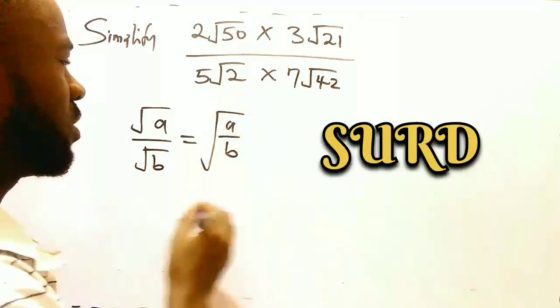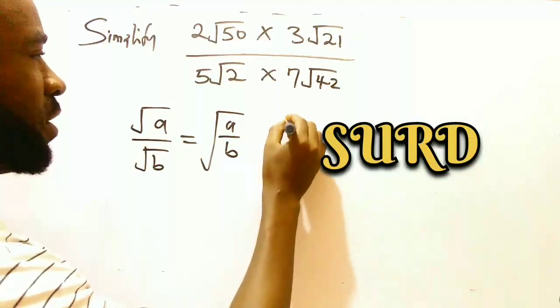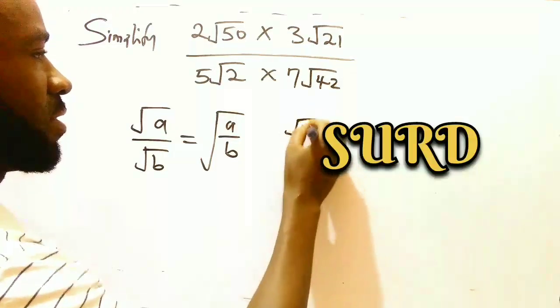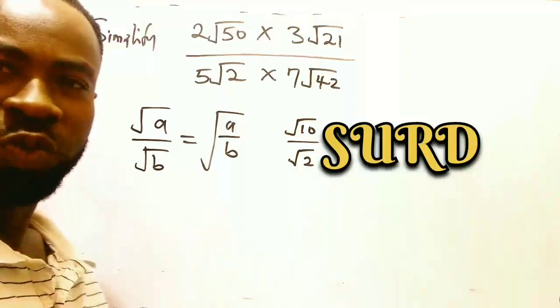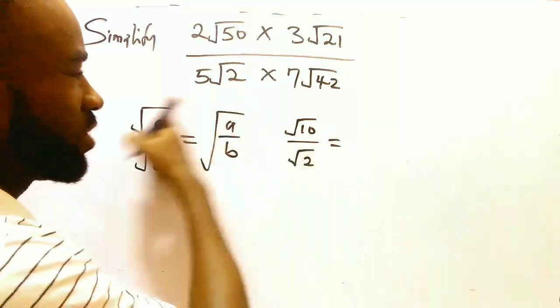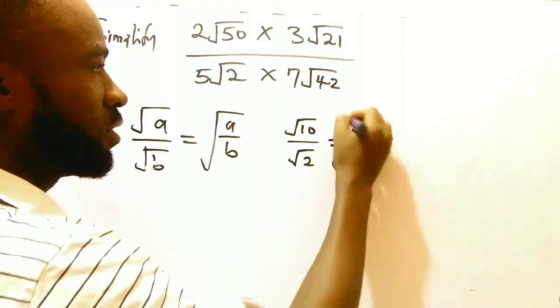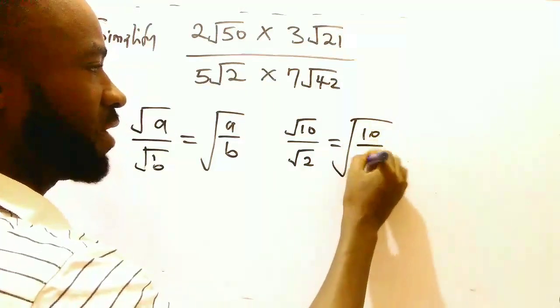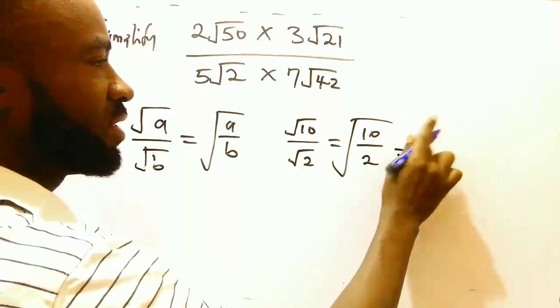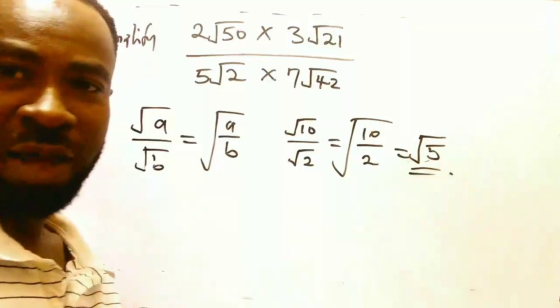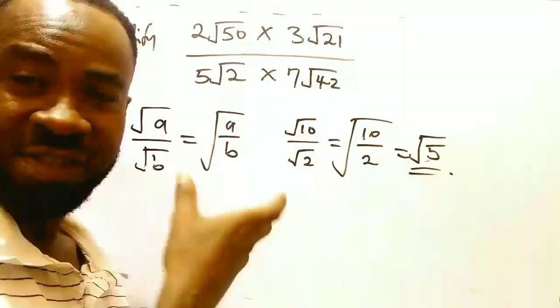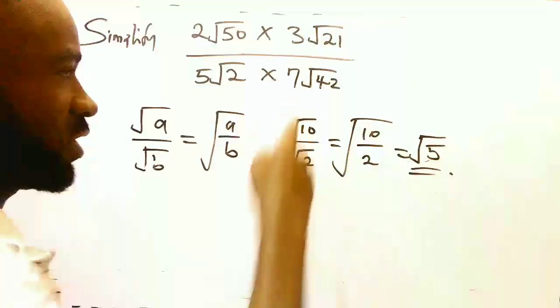So now let's assume you are having root 10 divided by root 2. What will this give us? Based on this division rule, this will give us root of 10 over 2, and that is going to be what? Root 5. I'm using this because this is the method we're going to use to approach this.